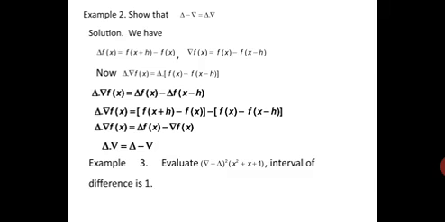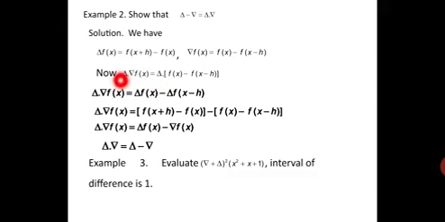Now the second problem is like this. Show that forward difference minus backward difference is equal to forward difference into backward difference. We have delta of f of x is equal to f of x plus h minus f of x. And what is the backward difference formula? f of x minus f of x minus h. So I have taken this forward difference into backward difference of a function.